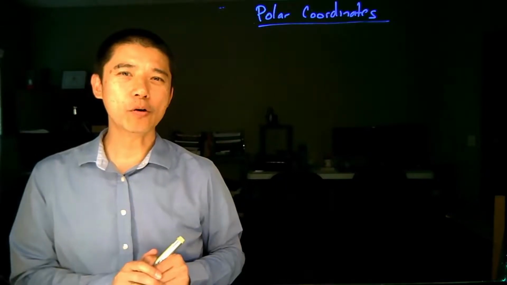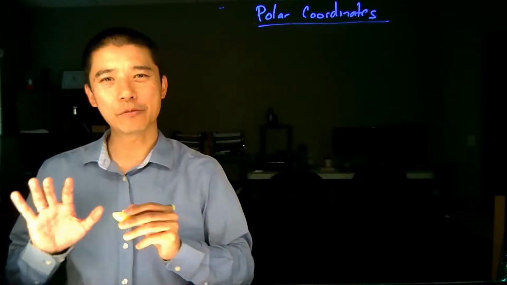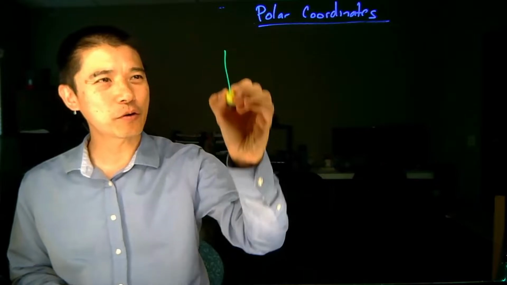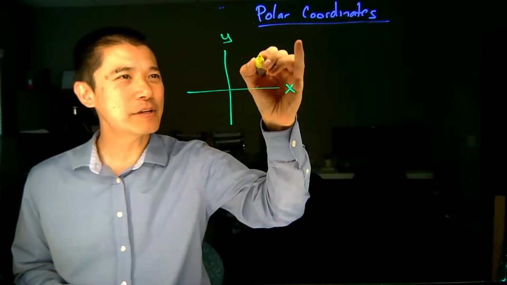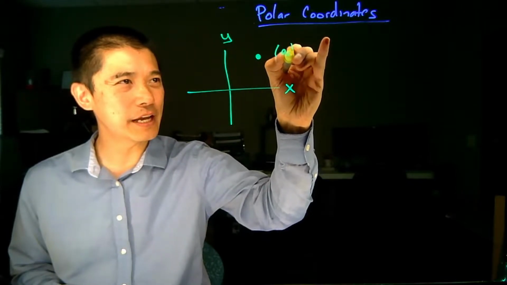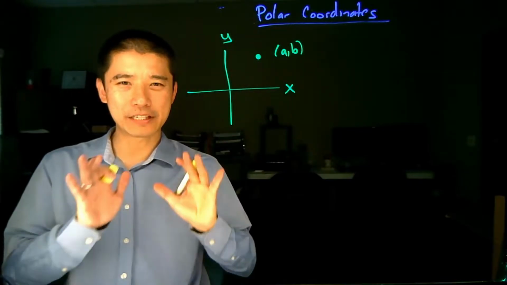We're going to talk about polar coordinates, but before we can do that, we need to talk about rectangular coordinates. Rectangular coordinates are the way that we're used to thinking about the xy plane. We have x, y, and if we have a point here, let's call that point (A, B), we have a couple different ways of getting to that position.